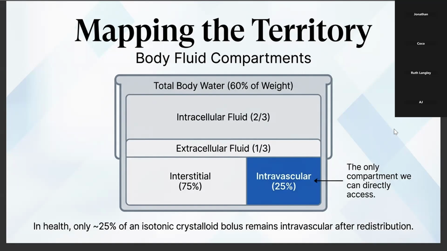And importantly, only 25% of an isotonic crystalloid bolus remains intravascular after redistribution. And we'll talk about tonicity in a little while. It's a bit of a tricky one to get your head round. So if you think you give a litre of fluid, 750 mils of that is going to go anywhere and everywhere except the intravascular space. So not much of it is actually going to stay in the circulation. It's going to go to all those other places it can go to. So you can see why our patients end up looking like Michelin Man.